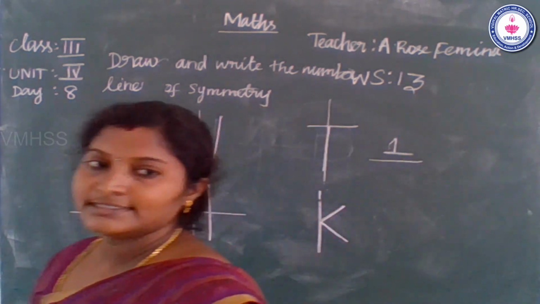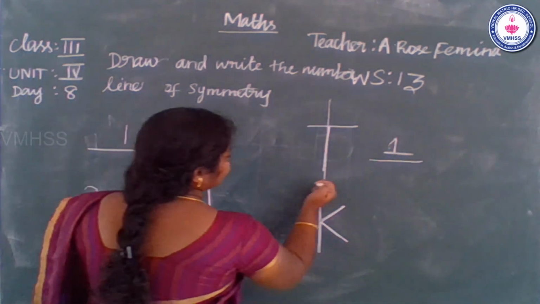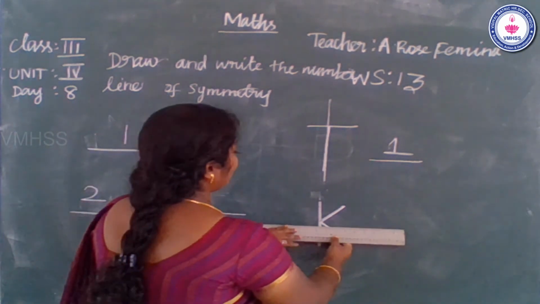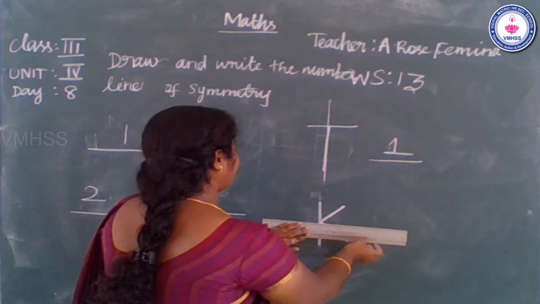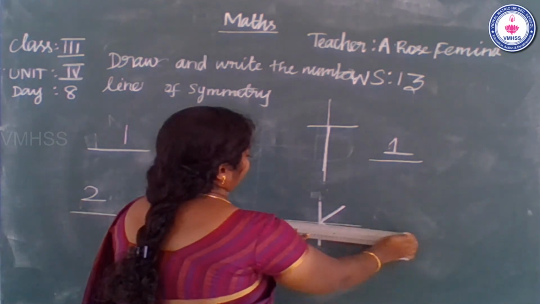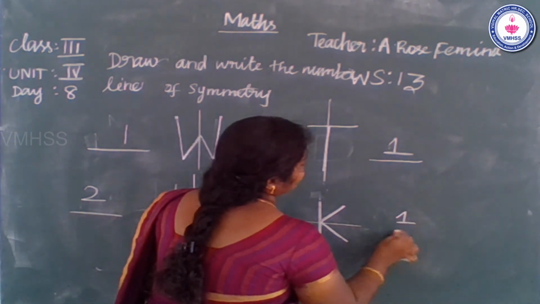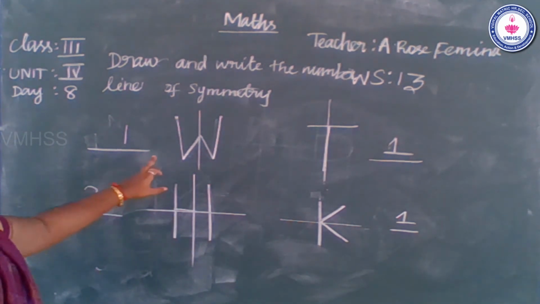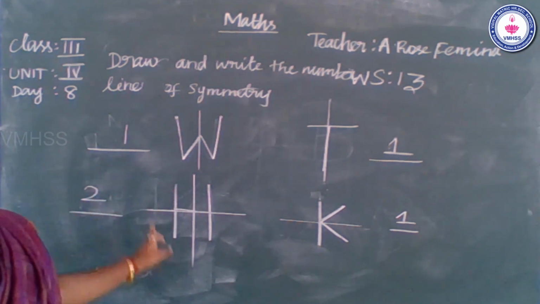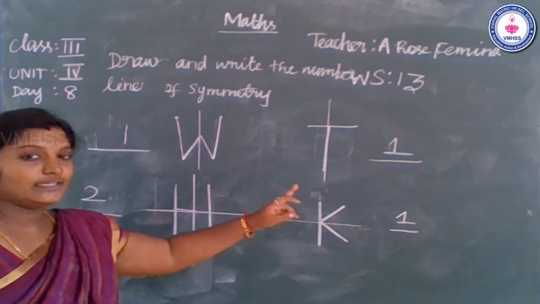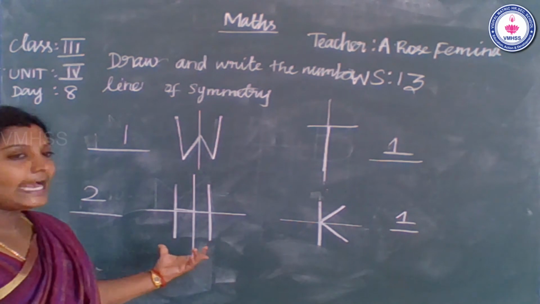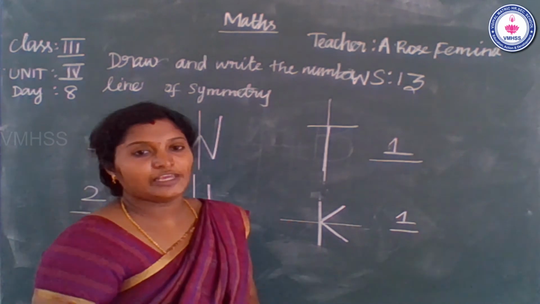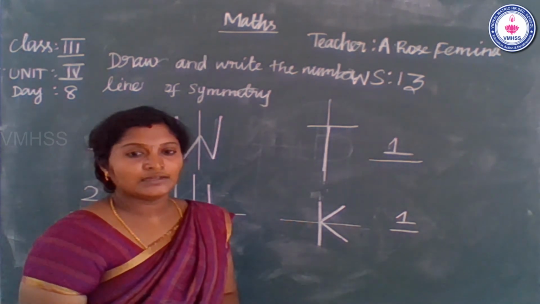The last letter is K. This line is a horizontal line, so one line of symmetry. Listen. The first one, W, one line of symmetry. The second letter, T, one line of symmetry. H, two lines of symmetry. And K, one line of symmetry. You understand?